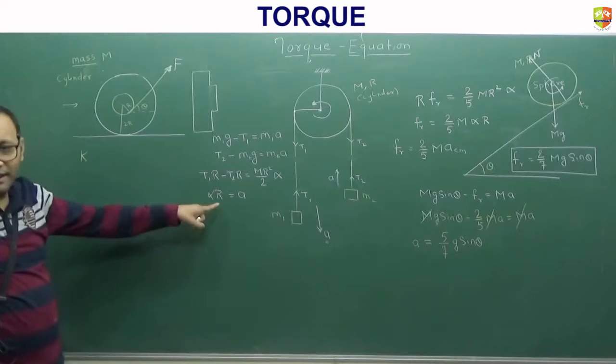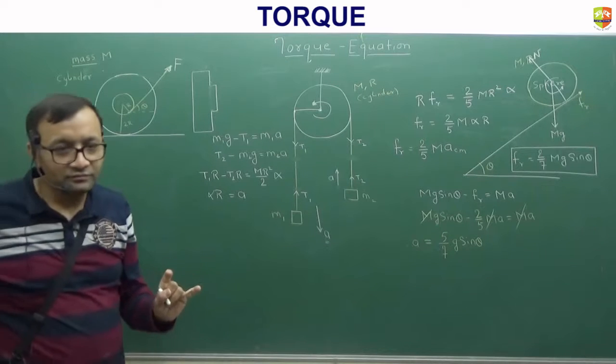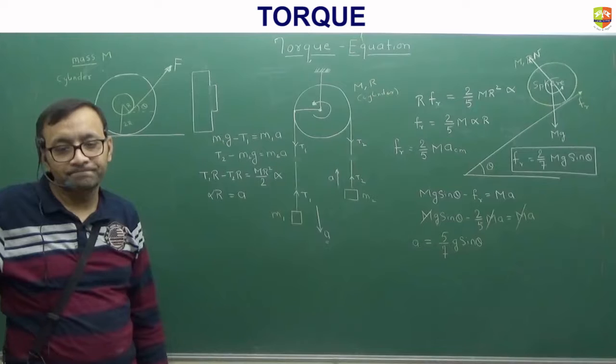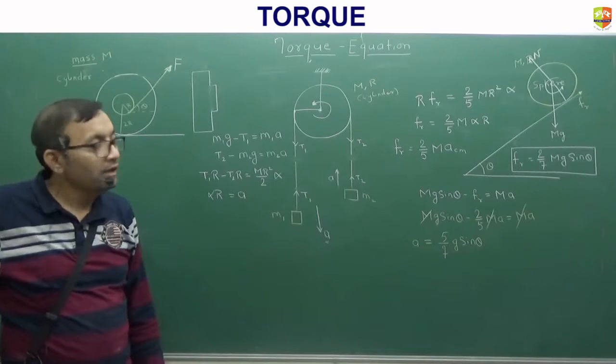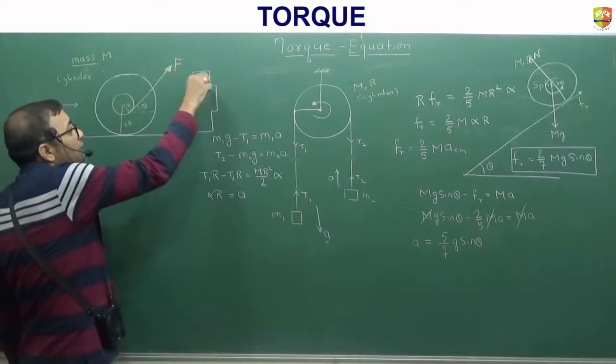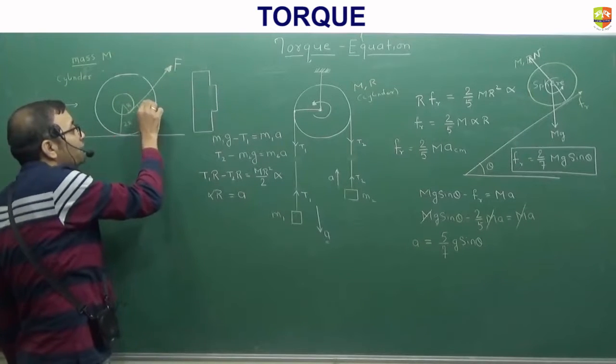So just write down the equations like this. That's all I want. It is not slipping. No slipping. String is getting pulled. String is wrapped around here, and it is pulled at an angle theta with the horizontal.